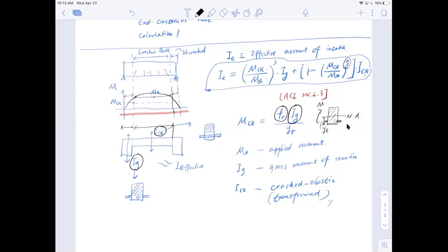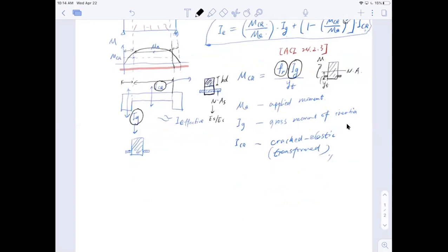From last time, we showed you how to calculate the cracked moment of inertia in terms of the transformed section. To remind you, it's basically just the section with the compressive zone, which is KD, and we did have a formula to calculate KD. We convert the steel into N times AS, where AS is the reinforcement area and N is the modulus ratio, which is equal to ES over EC. That's how we convert the cracked section to the cracked moment of inertia. So that's the equation to calculate the moment of inertia for deflection.